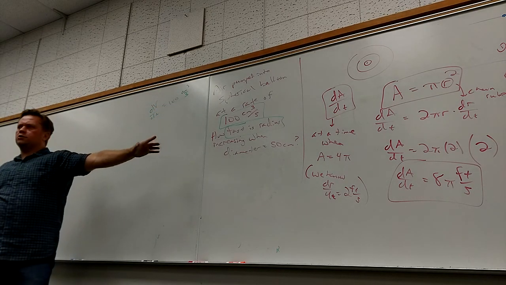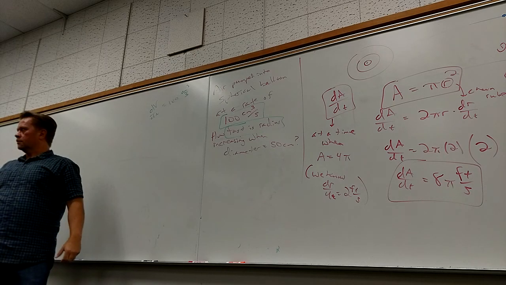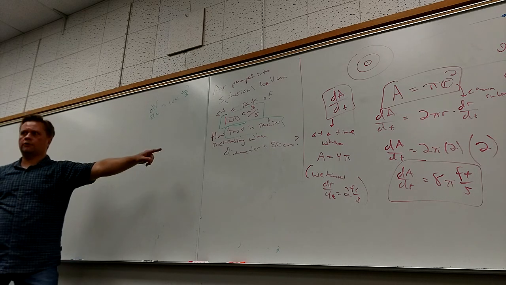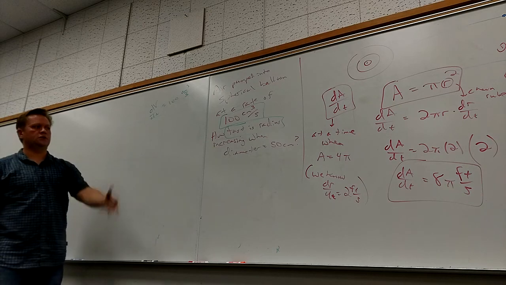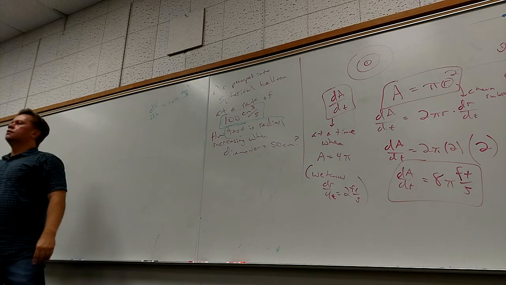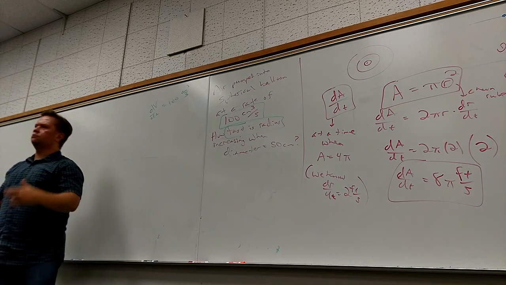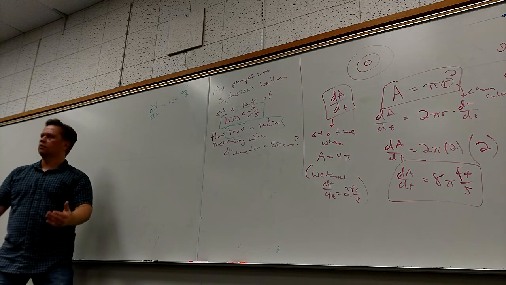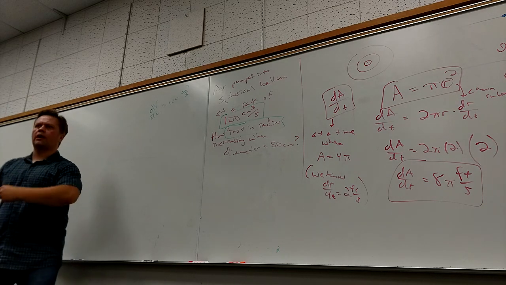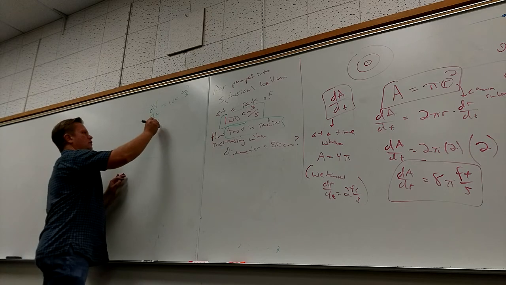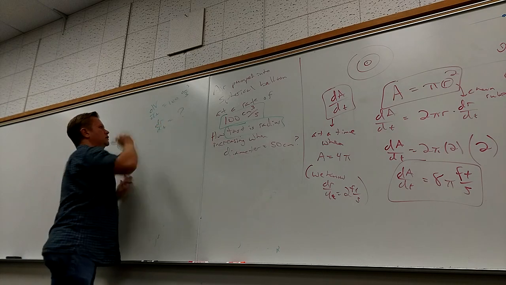How do I write the question in symbols? Not too bad, right? How do I write the question in symbols? How fast is the radius increasing? So what does that relate to? That's d what? dr/dt. Don't make too big of a deal. So how fast is the radius changing? dr/dt. That's the question.